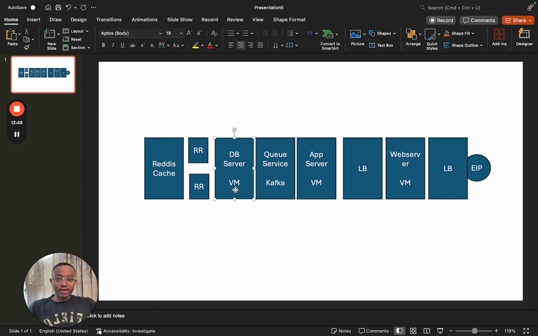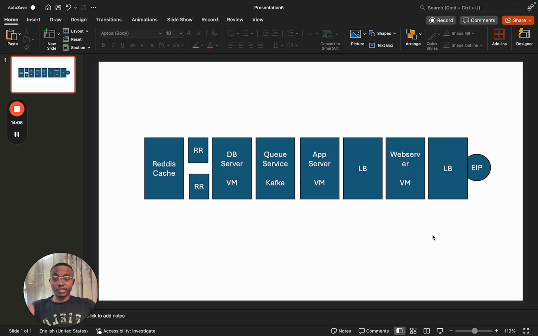Okay, so this is it. We do have our web servers. We do have a queuing service, and I think this is a very, very basic architecture. Again, there are still things that can be put in place, but just with this type of architecture, we are able to present and apply a lot of concepts.